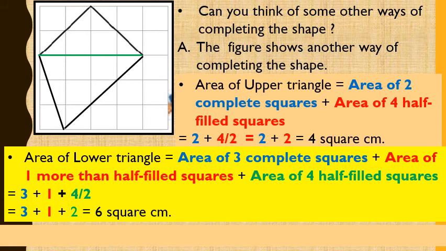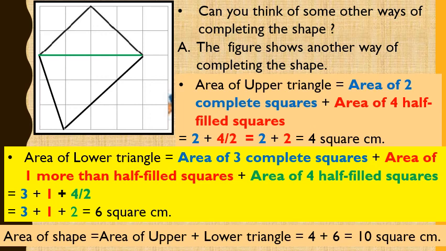That is area of 3 complete squares plus area of 1 more than half filled square plus area of 4 exactly half filled squares. So 4 half filled squares make 2 full squares. So 3 plus 1 plus 2, that is 6 square centimeter. Area of lower triangle is 6 square centimeter. So the area of this shape is area of upper triangle plus area of lower triangle, 4 plus 6, that is 10 square centimeter.